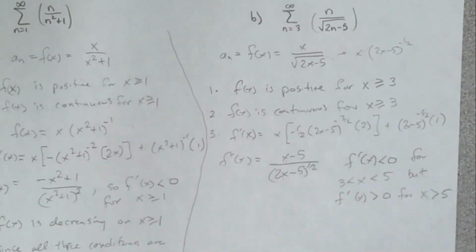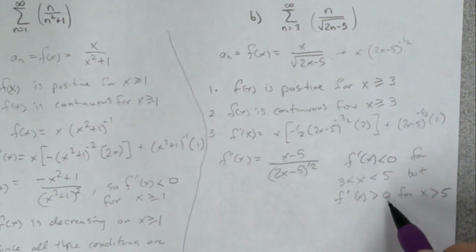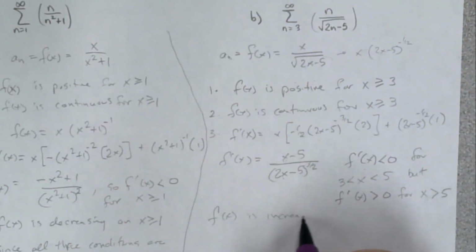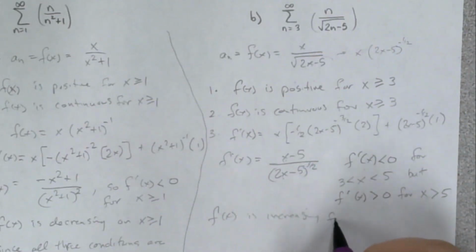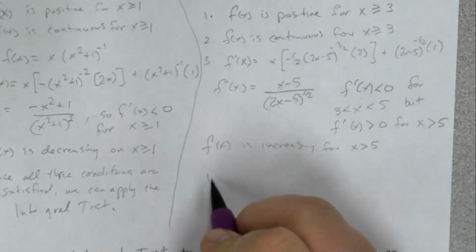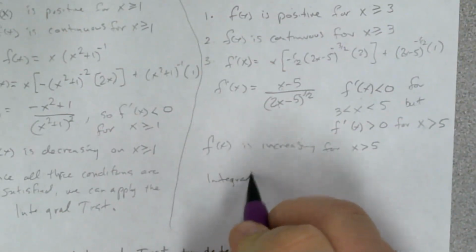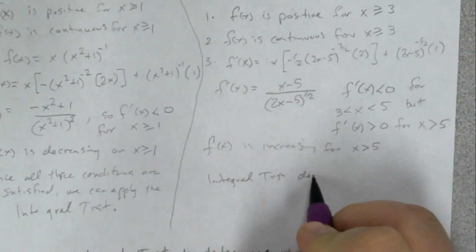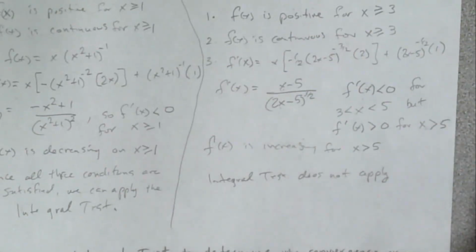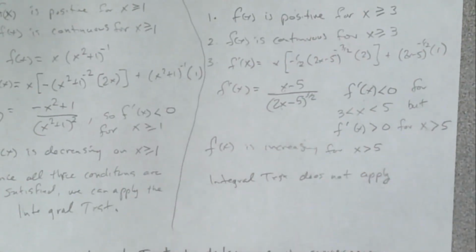So that's our problem. Okay? F then is increasing for x greater than 5. But we need to show that it is decreasing for bigger than 3, because that's how this is laid out. So it does not work. So the integral test does not apply. Okay, and that's how you set it all up. So that's what you need to check out if you're going to set this up.